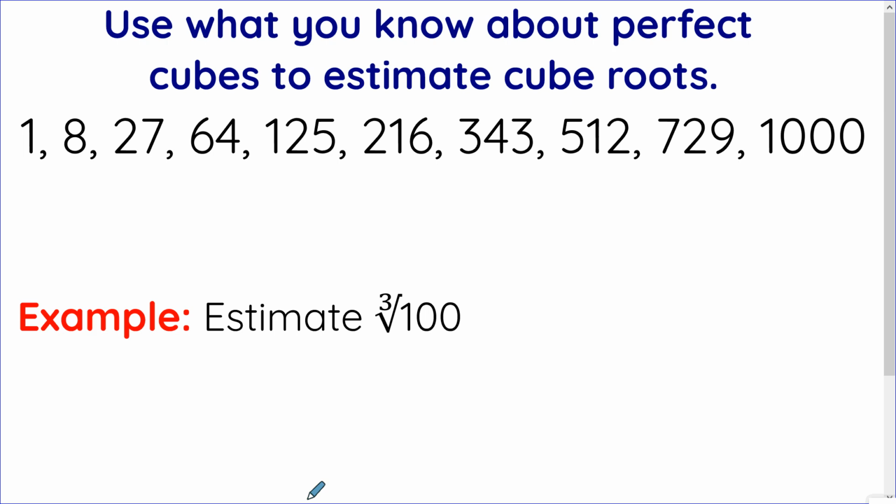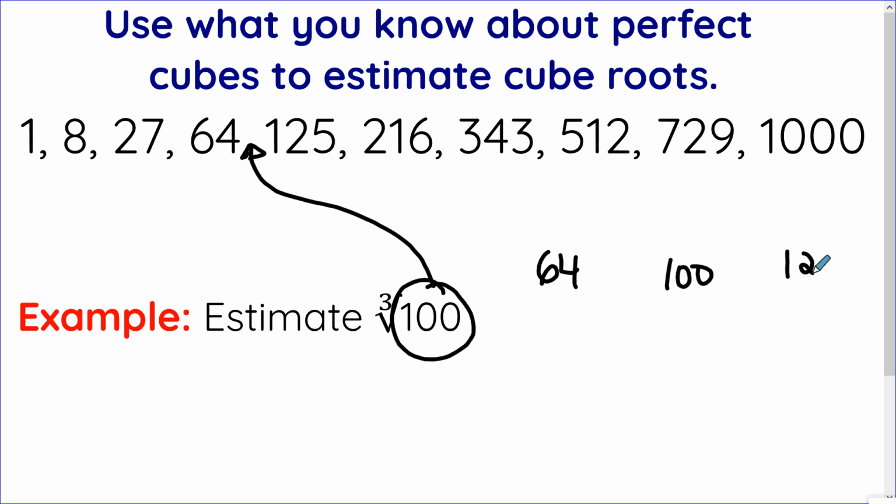So cube root of 100. 100 is not a perfect cube, but it is in between these two perfect cubes. It's in between 64 and 125. So since 100 is in between 64 and 125, I know the cube root of 100 will be in between the cube root of 64 and 125. Well, the cube root of 64 is 4, and the cube root of 125 is 5.